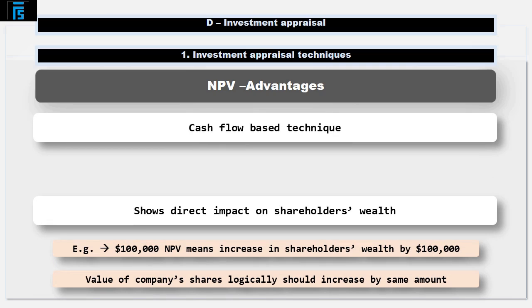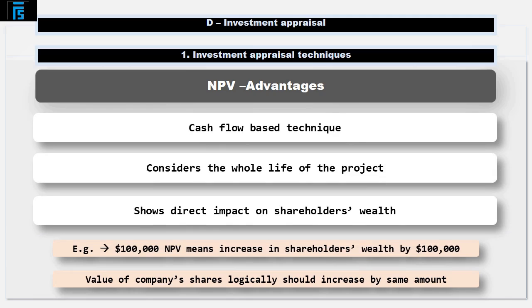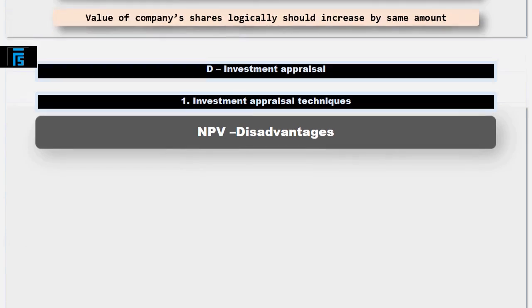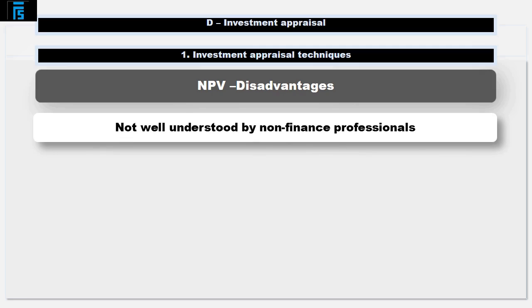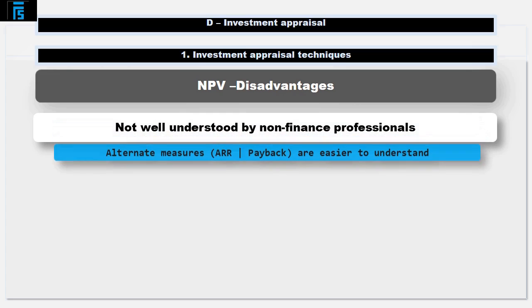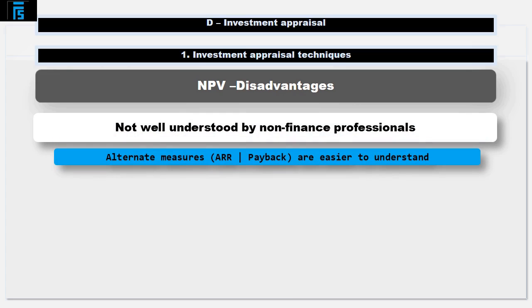NPV is based on cash flows and considers the whole life of the project. However, it also has its disadvantages. It's not used that often in practice because it's not well understood by non-finance professionals. Alternative measures like accounting rate of return and payback period are more immediately accessible to understand.